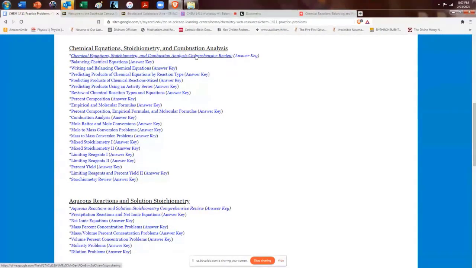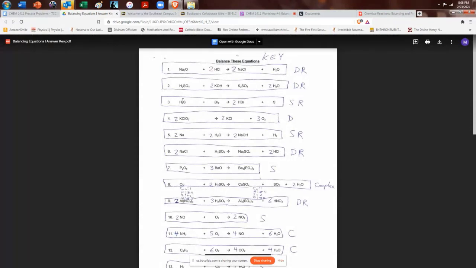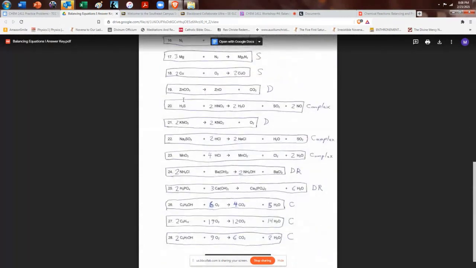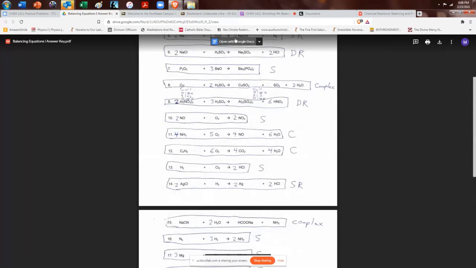There's some in the overall comprehensive review, but there's balancing chemical equations, writing and balancing chemical equations, predicting products by reaction type, and predicting products mix, which is the one that we did, and also predicting products using an activity series. So there's a lot of different practice problems, and there's answer keys for each one of them. If you want to practice any of these and get really good at it, feel free to definitely go ahead and do so. All the equations are balanced. You can check out the answers, make sure you're doing it correctly, and that should put you in a pretty good position to take it out from here.